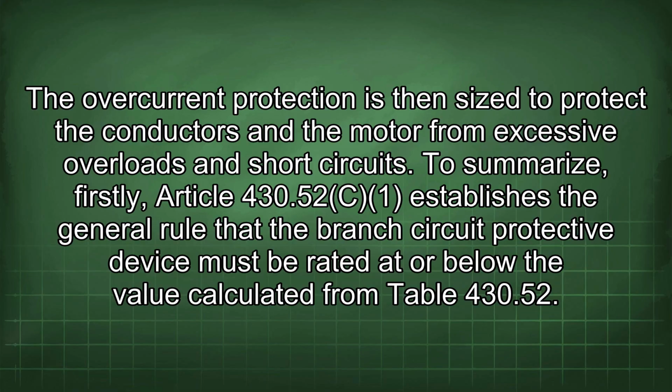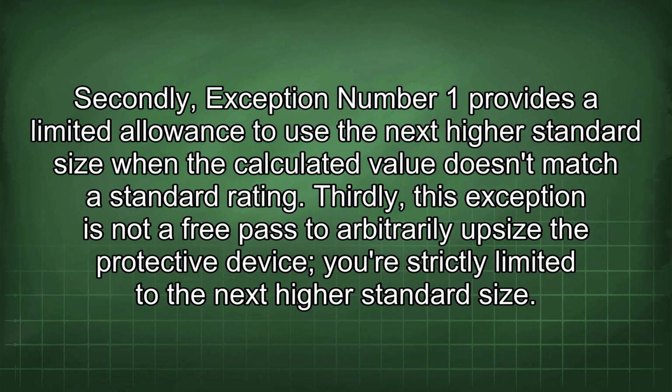To summarize, firstly, Article 430.52 establishes the general rule that the branch circuit protective device must be rated at or below the value calculated from Table 430.52. Secondly, Exception No. 1 provides a limited allowance to use the next higher standard size when the calculated value doesn't match a standard rating. Thirdly, this exception is not a free pass to arbitrarily upsize the protective device. They are strictly limited to the next higher standard size.